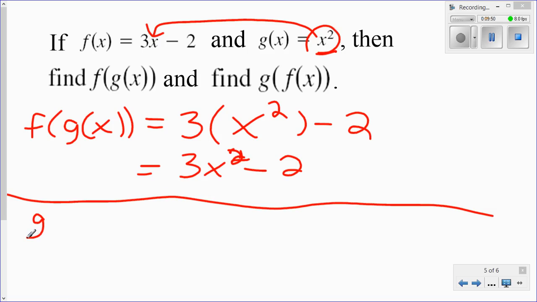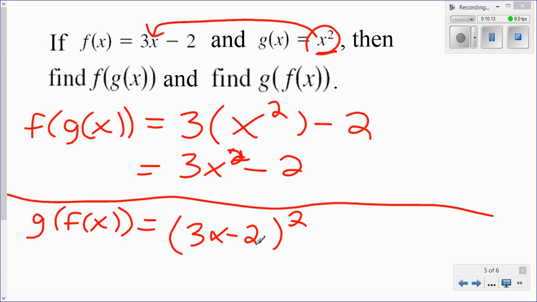Okay, now let's find g of f of x. So that means we're going the other way now. But again, start with the outside function. Start with g, which is x squared. So I'm just going to put a big set of parentheses, squared. And then inside the parentheses, we're going to plug in f of x. So that'll be 3x minus 2.